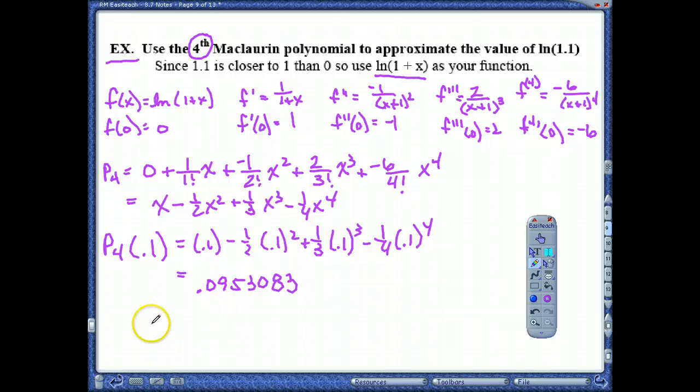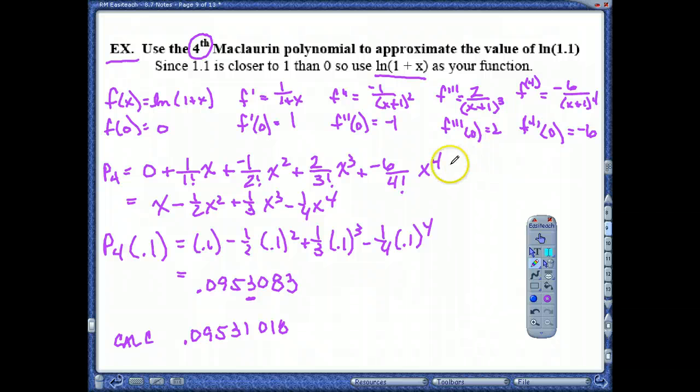Okay, and if you used your handy dandy little calculator and just did the natural log of 1.1, to see how close we got, we get 0.09531018. So look how close we are. We are accurate to right here. That's where we kind of drop off. So that fourth degree polynomial there wasn't too bad of an approximation.